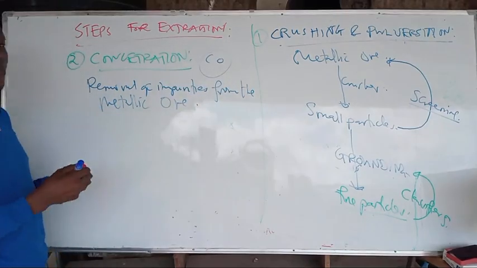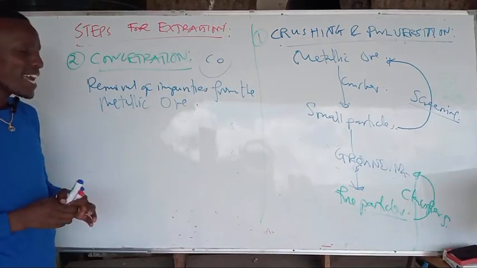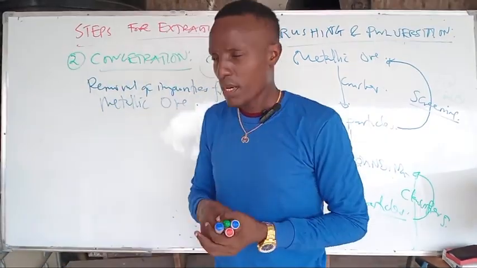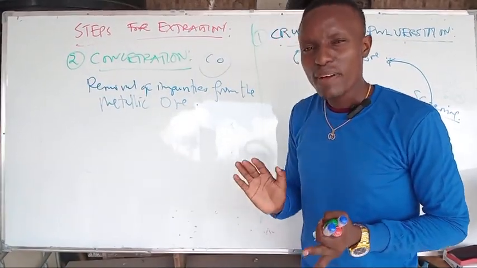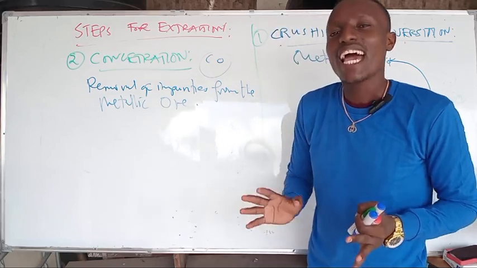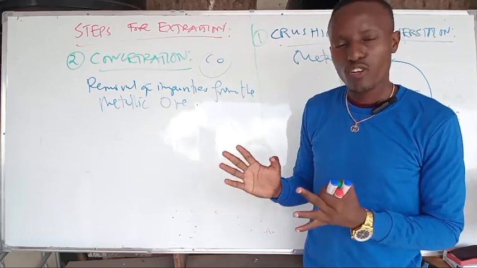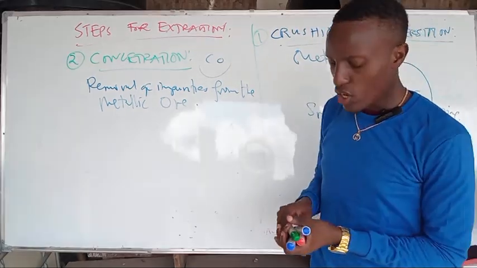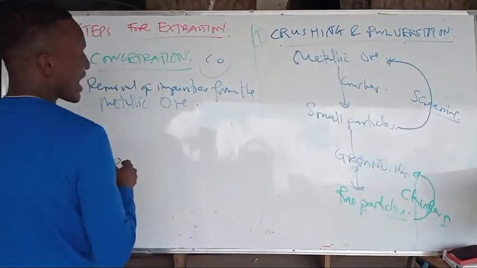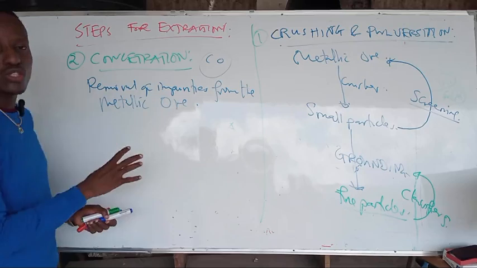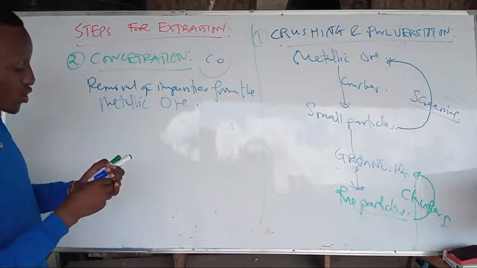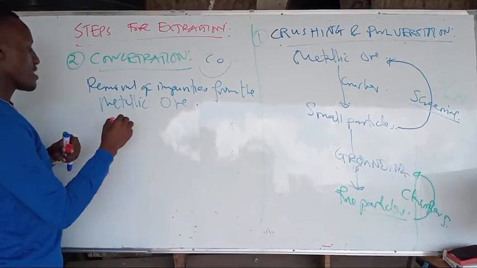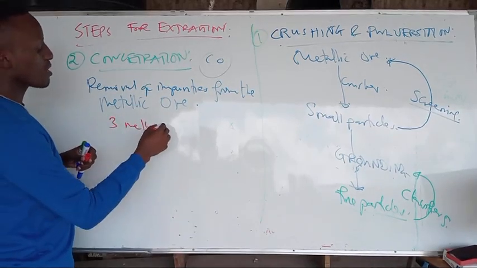So what happens here? Come and listen well. Take it seriously. Concentration depends on the type of the impurities and the type of the metal, the position of the metal in the reactivity series. So, for example, speaking about the concentration, there are three methods that can be used to concentrate a metallic ore into a metal. We do it in three methods. Common methods used.